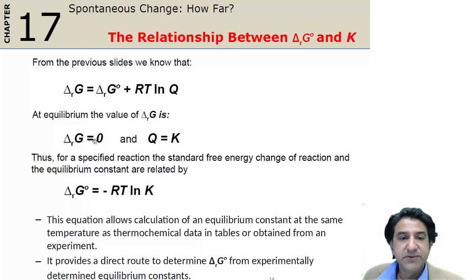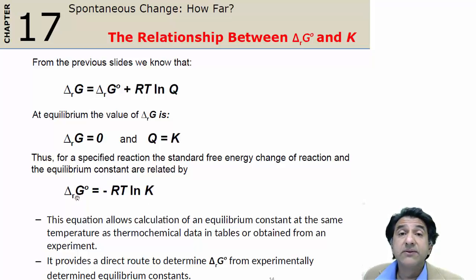So we can substitute delta G equal to zero on the left-hand side, provided Q equals K. Then we would get zero equals delta G naught plus RT ln K. Rearranging that gives delta G naught equals minus RT ln K. This is a remarkable equation, because by measuring equilibrium constants, we can get delta G values.